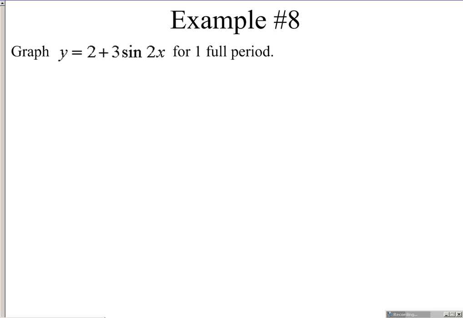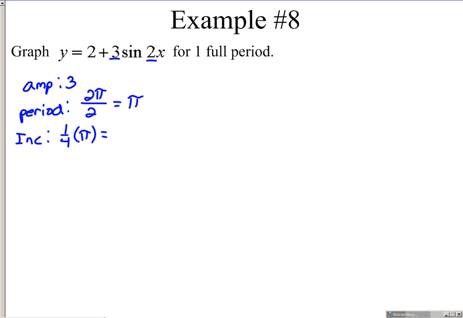Number 8, y equals 2 plus 3 sine of 2x. Amplitude. Lead coefficient on the trig function is 3. Period. 2 pi over the lead coefficient on x is 2. So our period is pi. Increment. 1/4 of the period.